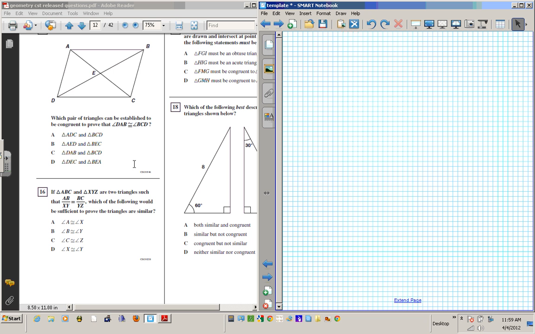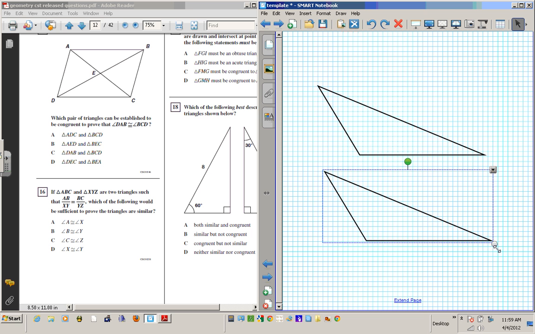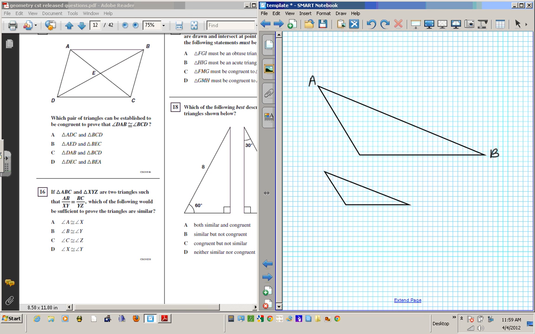So for number 16, let's make a sketch of two triangles that are similar, okay? And then indicate the areas of proportionality and see if we can make it similar. So we have the first one like this, a bigger one, and let me clone this and make it a little bit smaller. Okay. All right. So let's say we call this triangle ABC. Now we have to preserve the order in our arrangement here. ABC, and then this one is XYZ.